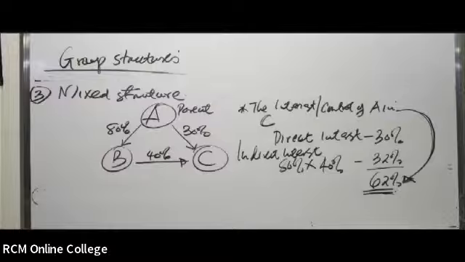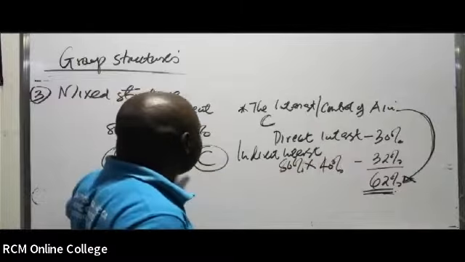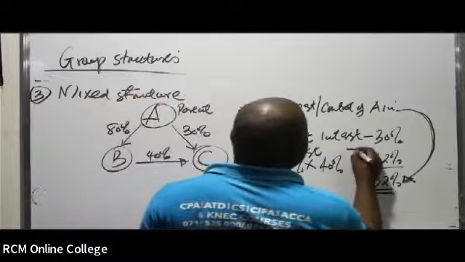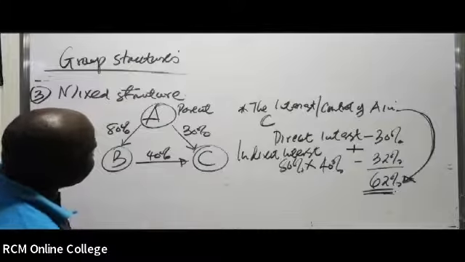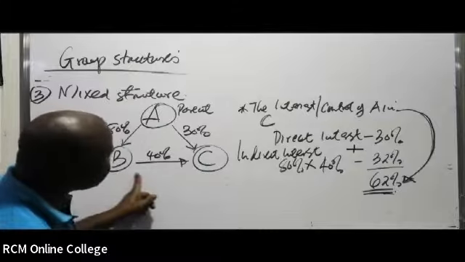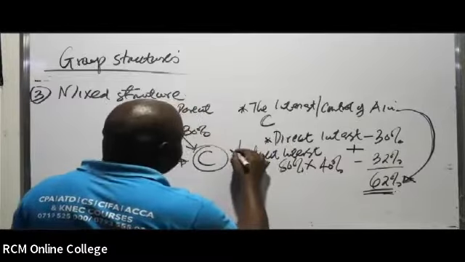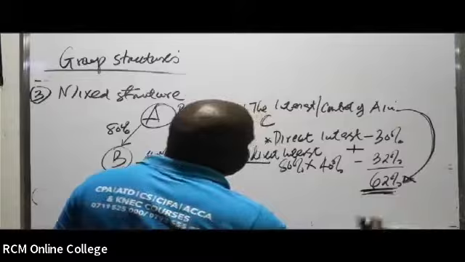So hopefully you've been able to see that is the interest or control in C. You take the direct interest first of all, which in this case is 30%. Then you add on the indirect one. This one is indirect because it goes through B. The direct one is this one, the indirect one is this one. Then you add, and you get 62%.